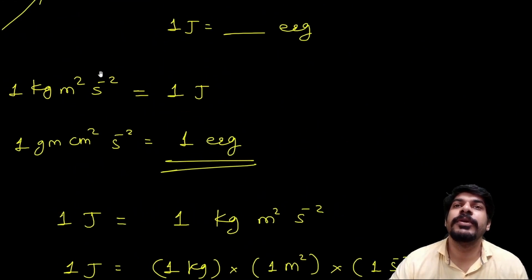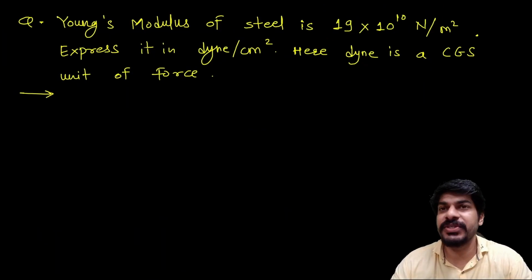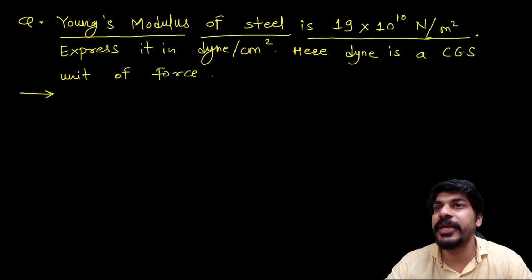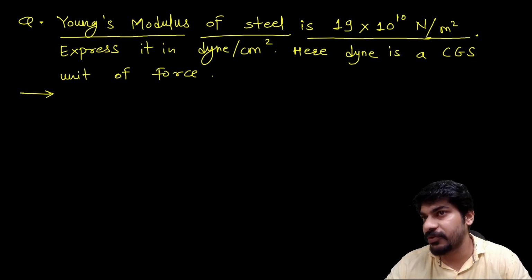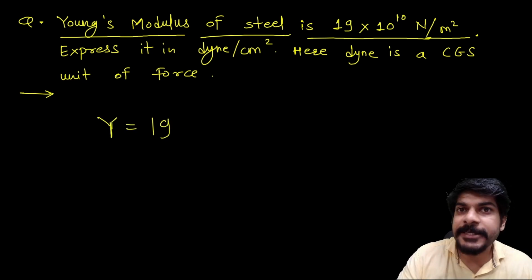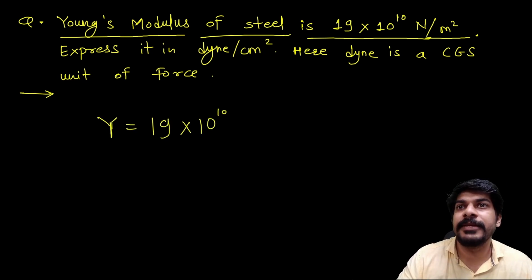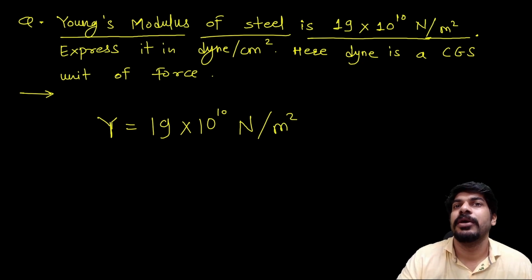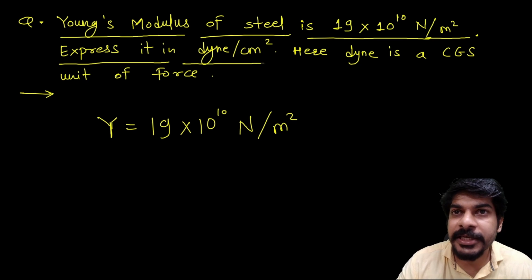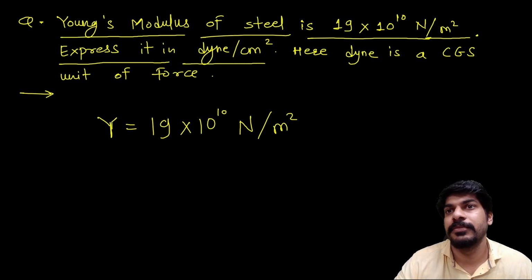Okay, now we will go to the next question. Here is our next question. The question says that Young's modulus of steel is 19 into 10 raised to 10 Newton per meter squared. Okay, Young's modulus is how much? 19 into 10 raised to 10 Newton per meter squared. Now the question is, express it in dyne per centimeter squared.